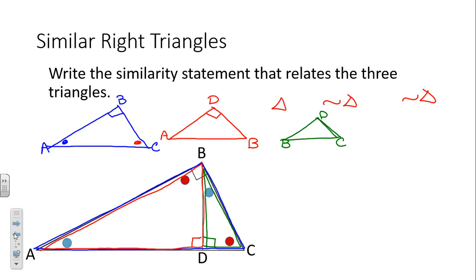Now that they're drawn this way, can you see how easy it is to write their similarity statements? Because what do we want to call this one? The blue, what are we naming it? ABC, BCA, how do you want to call it? ABC. So if we're going to call this ABC, go ahead and grab it with blue.